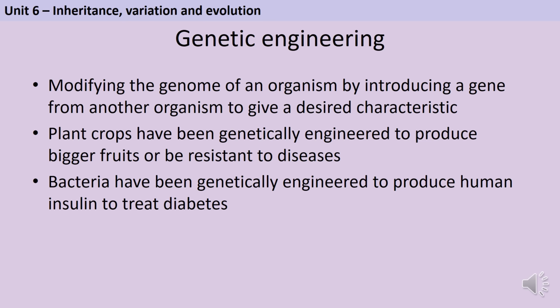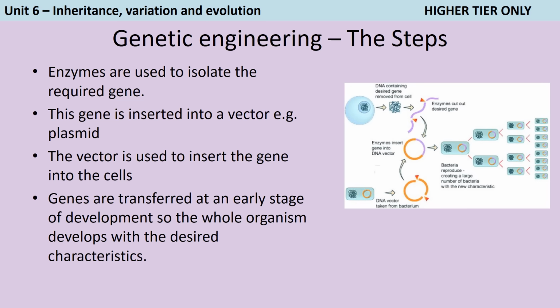Plants have been genetically engineered to make bigger fruits, but also to be resistant to different diseases where that particular species isn't currently resistant. Also, it's been used for things like genetically engineering bacteria to make human insulin, and this is really important for treating diabetics who need a constant supply of insulin.